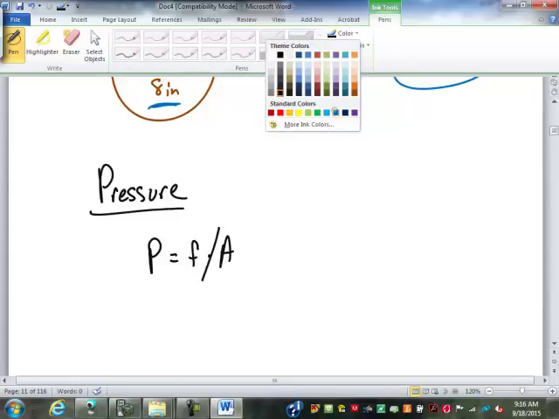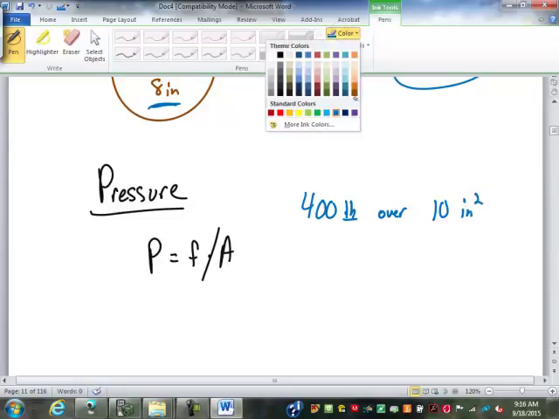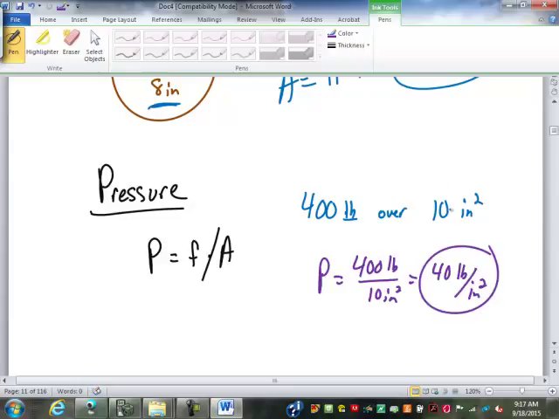If I have 400 pounds of pressure, and it's over 10 square inches. So it's 400 pounds of force, and it's over 10 square inches. The pressure is 400 pounds divided by 10 square inches, or 40 pounds per square inch.